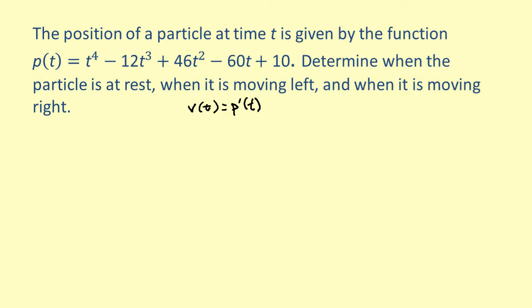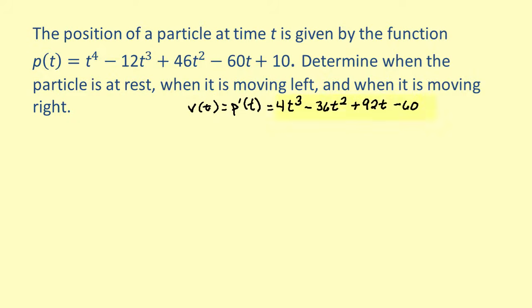So the derivative of t to the fourth is 4t cubed. The derivative of negative 12t cubed is negative 36t squared. Differentiating 46t squared, we get 92t. Next we have the derivative of negative 60t, which is negative 60. And finally the derivative of 10 is 0, so we'll just leave that off.